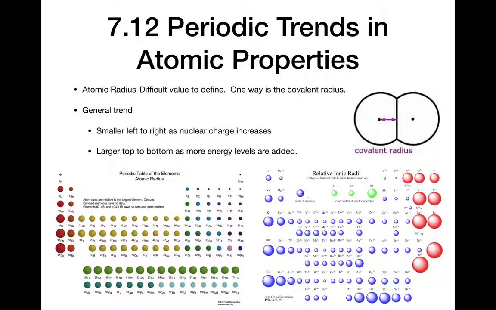I will tell you that one thing you never want to use to explain a trend is to say something like the atoms want to have a full outer level. That's a big no-no in AP Chem to say that the atoms want to have a full outer level.